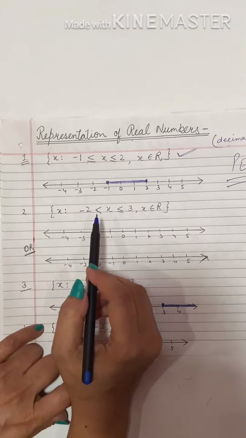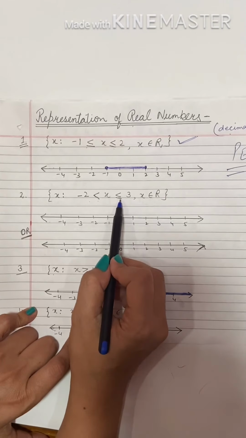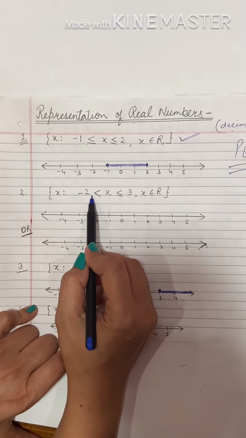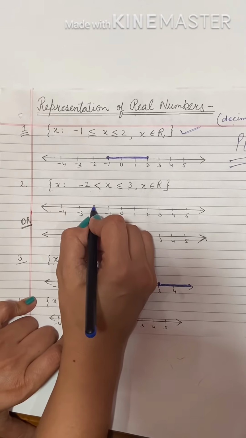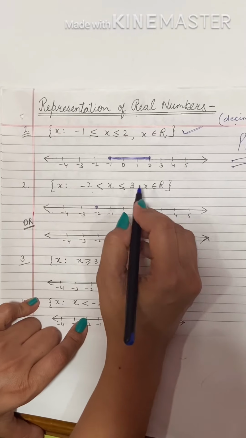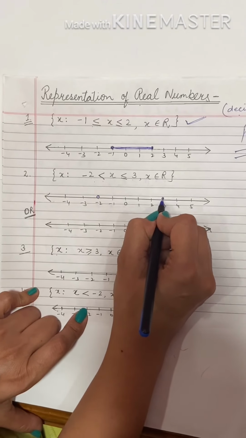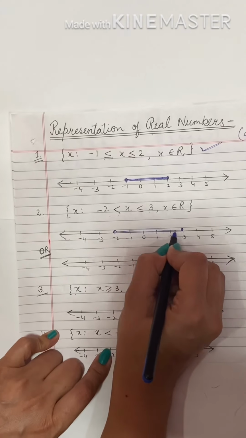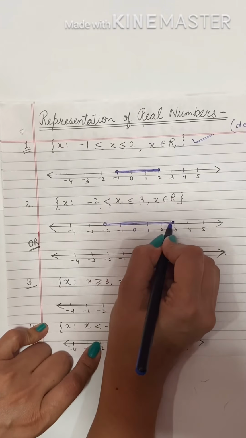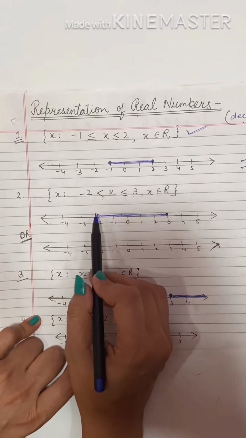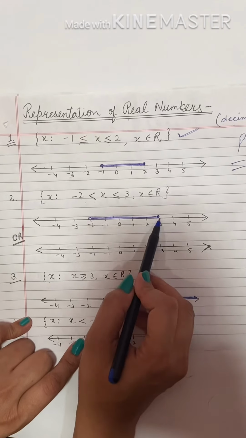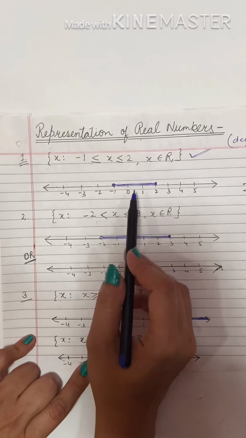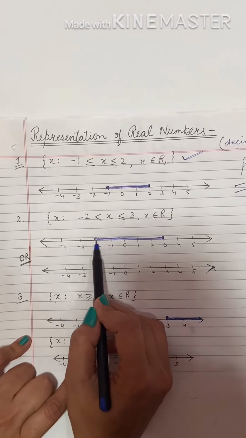Similarly, the next example is -2 < x ≤ 3. So -2, you can see, is not included here. In that case, we are going to put a small hollow circle here, and this 3 will be highlighted completely. A dark circle will be put here, and again between them this complete line will be highlighted. So this is giving that minus 2 is not included, but 3 is included, and in between them all the real numbers are included.